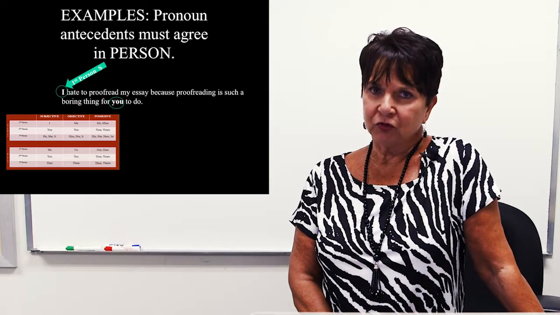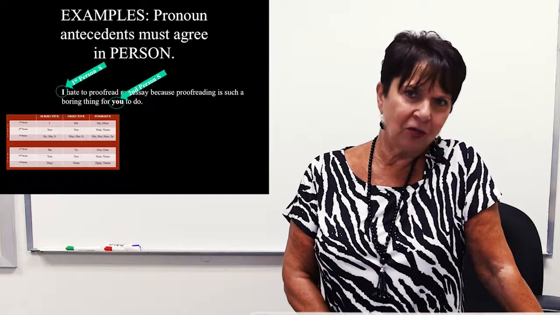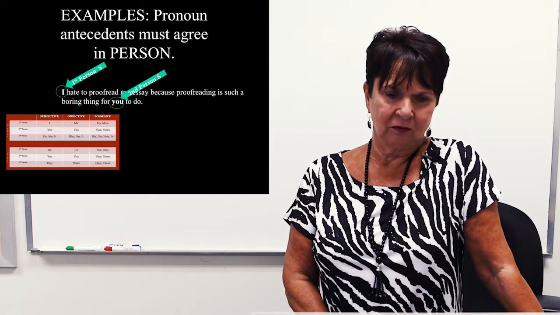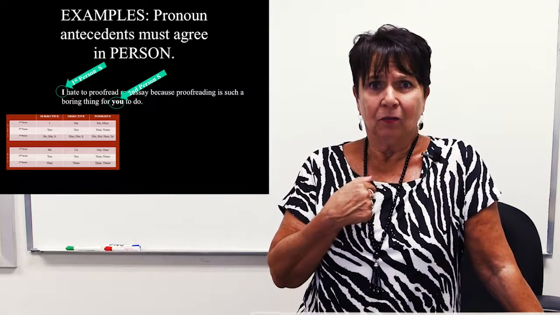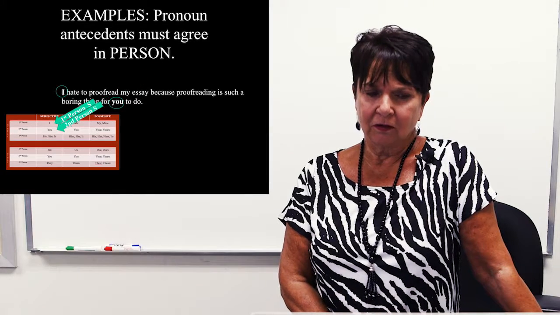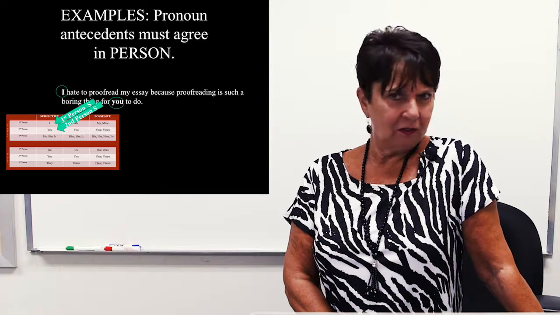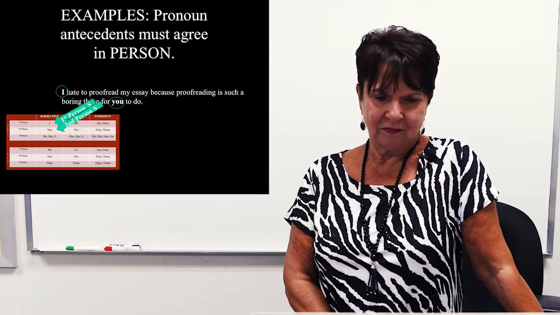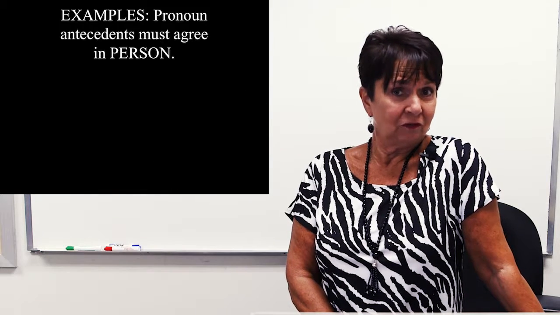I is first person singular. You is second person singular. I hate to proofread because it's boring for me to do. I hate doing it. Therefore, I is subjective. You is incorrect, and it's wrong. What I have to do is fix it.